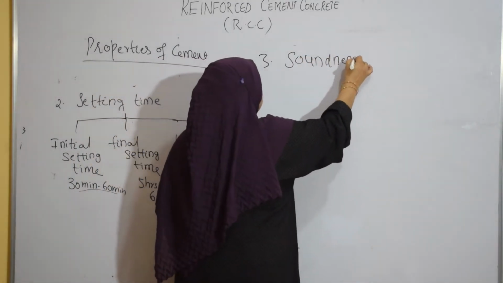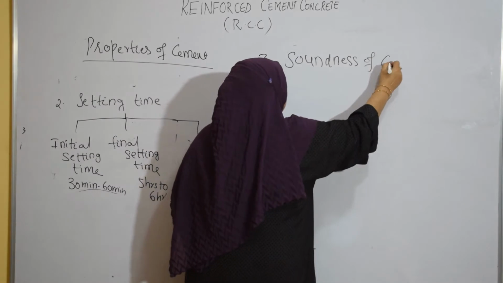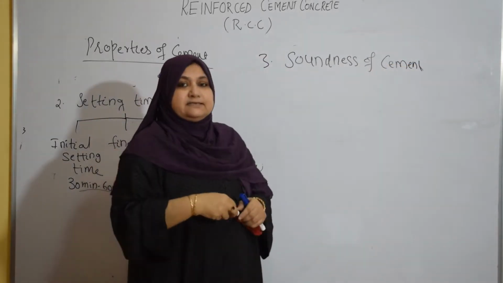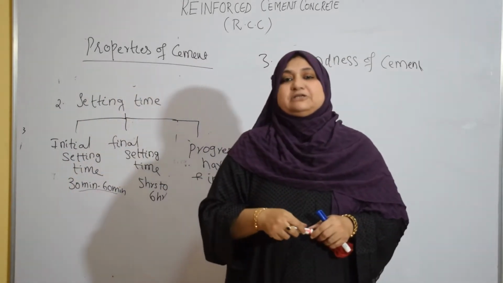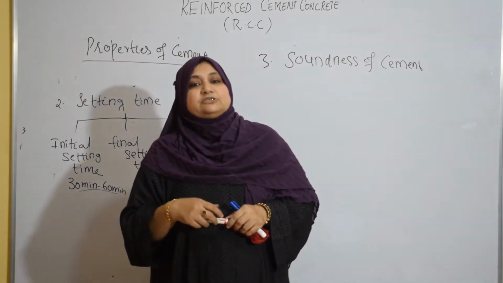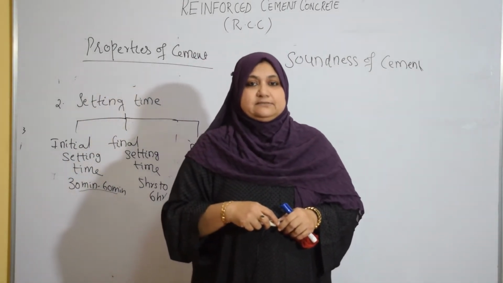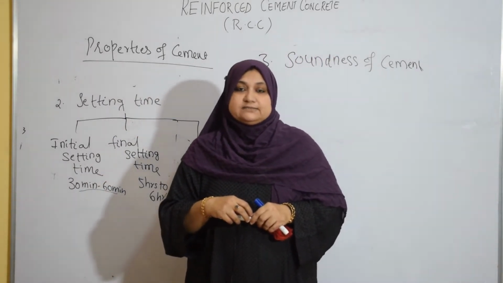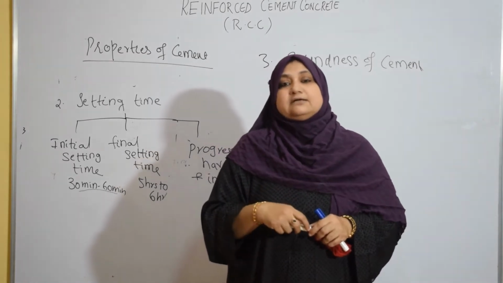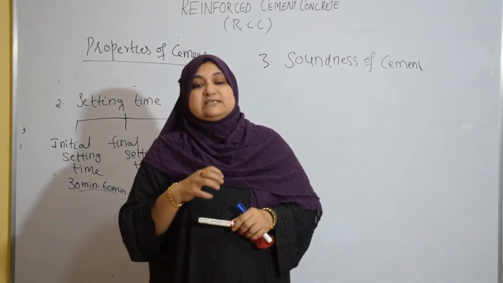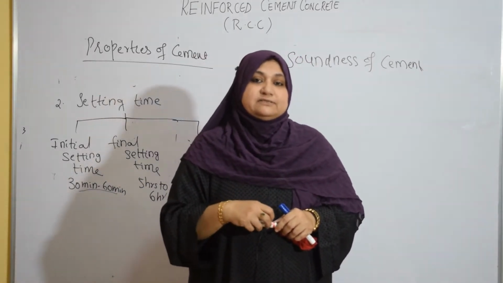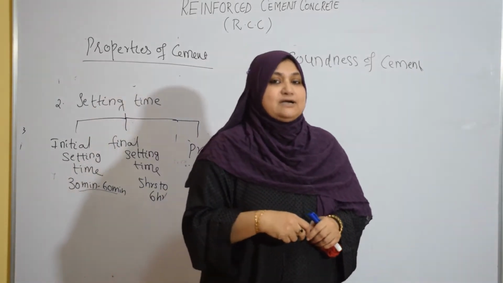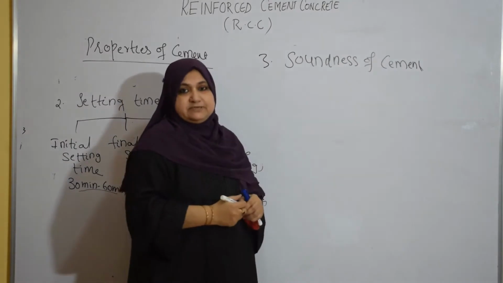Soundness of cement. Soundness of cement is the undesirable expansion of some of the constituents of cement. You know, C3A, C3S, C2S, C4AF, these are the composition of the cement. So this composition or the contents of the cement will have expansion. So that undesirable expansion is called soundness of cement.